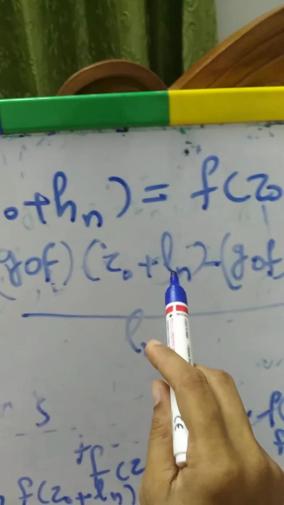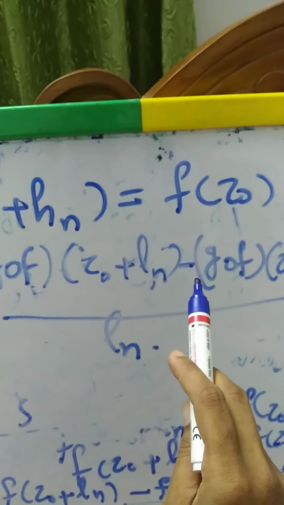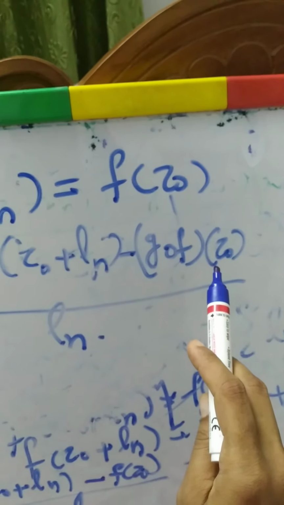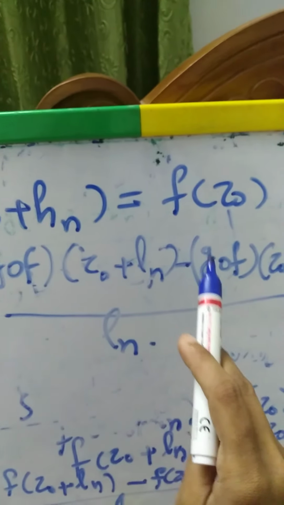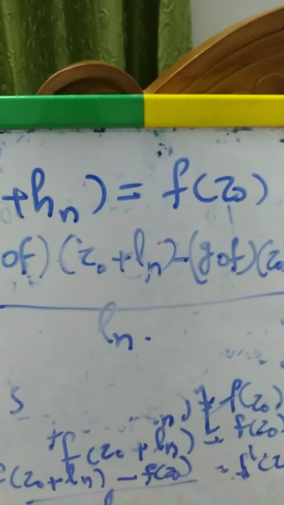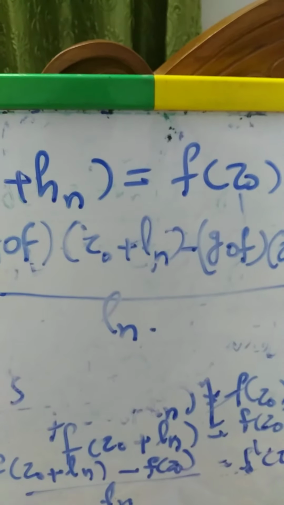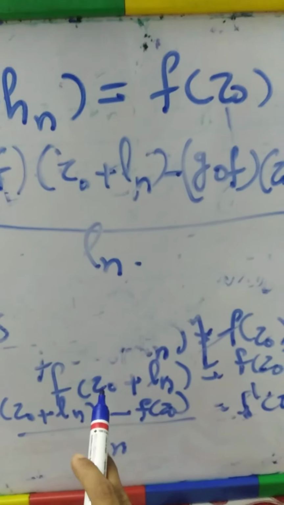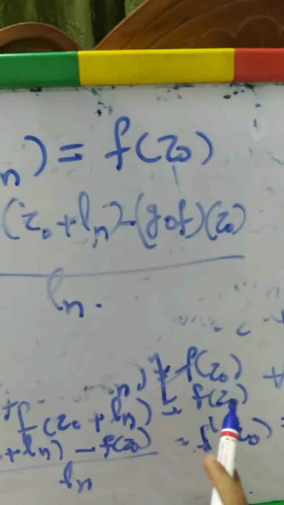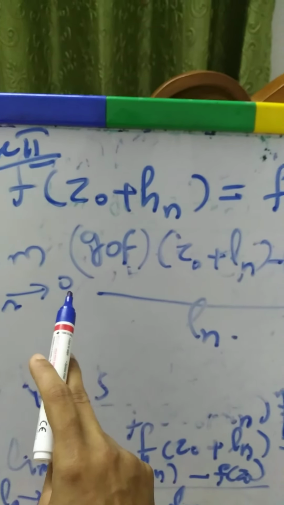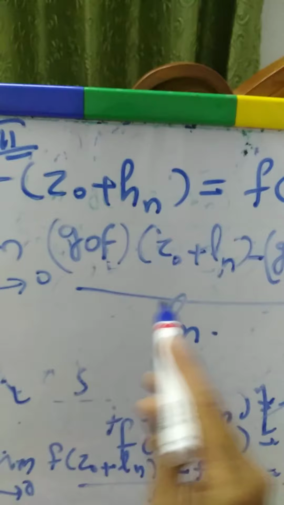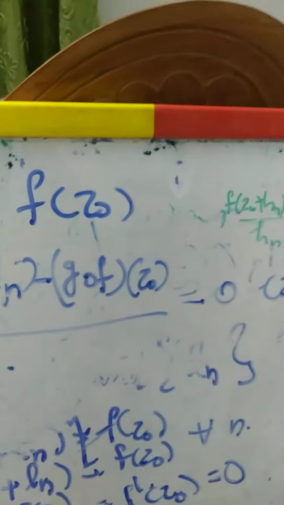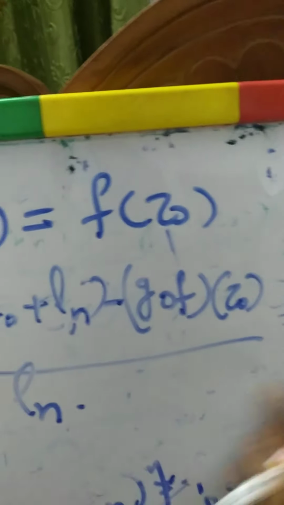We have f of z naught plus ln minus f of z naught equal to 0. Here you are assuming that f of z naught plus ln is equal to f of z naught for every n. So f of z naught plus ln minus f of z naught equals 0. So what will happen to this limit? This limit is equal to 0.